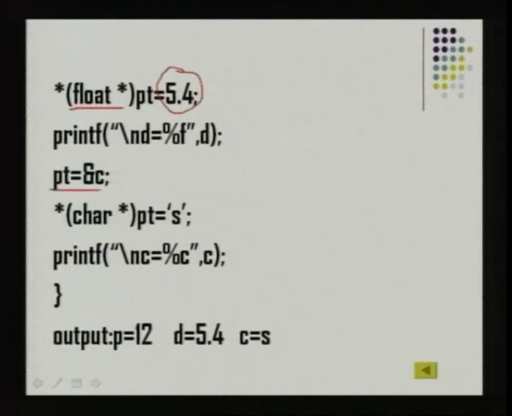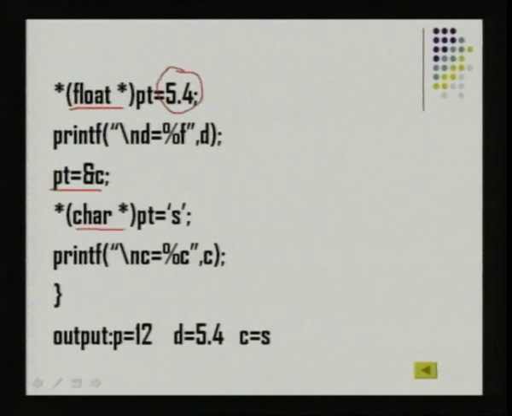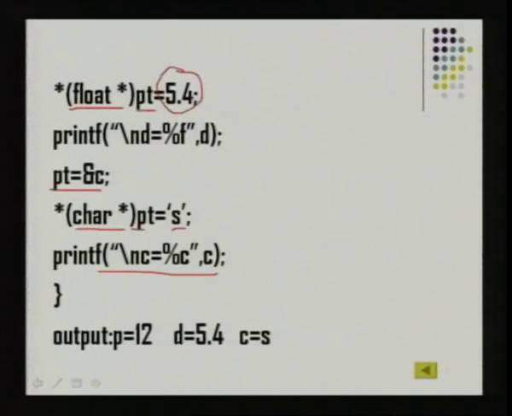Next, I am making this pt hold the address of a character variable. c is the character variable that we had declared, and I am explicitly type converting this pt to character star, and I am putting this s in this pt pointer variable. Then I am displaying the value of c. So, using the single pointer pt, I am making it hold values of 3 different data types. I am making it point to 3 different memory locations using the same variable name, and I am printing the values of 3 different types of variables. So, this is the use of void pointers.